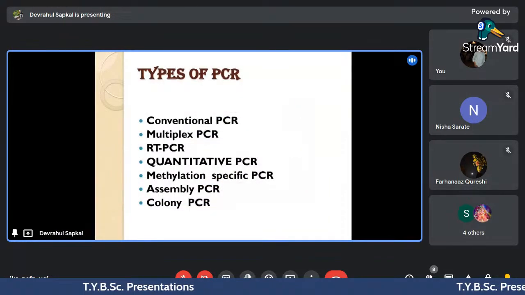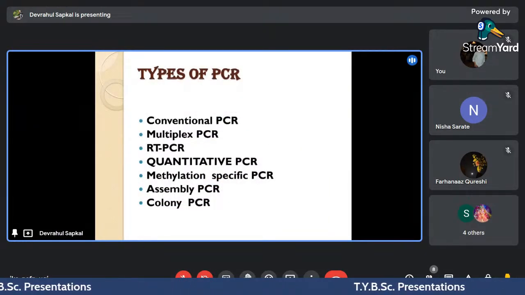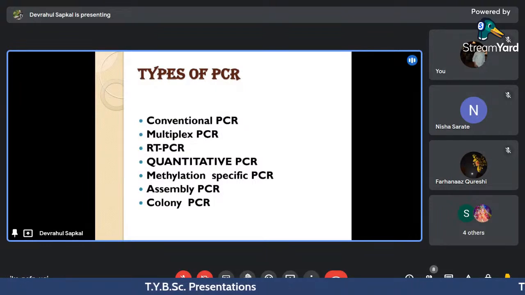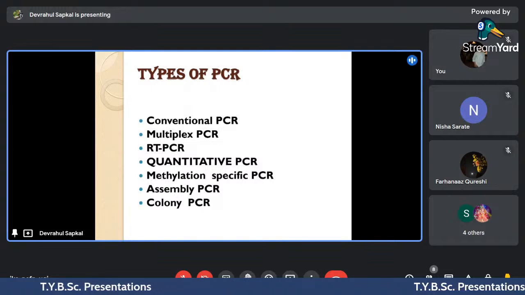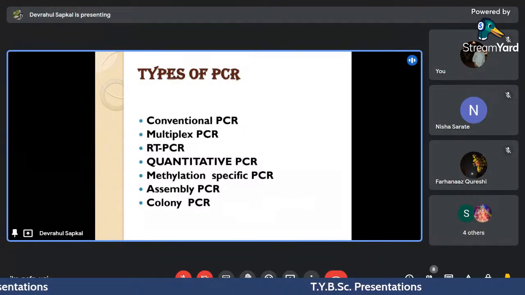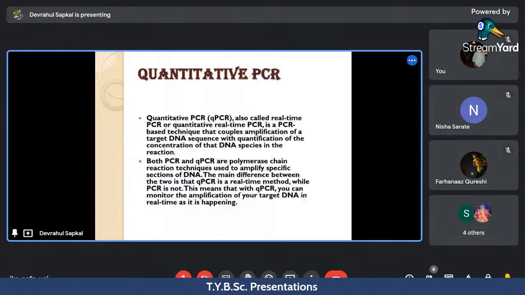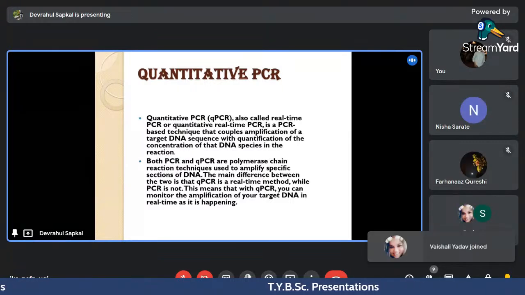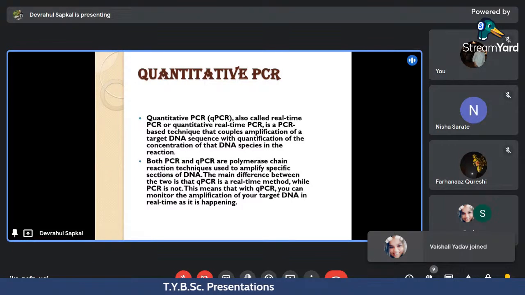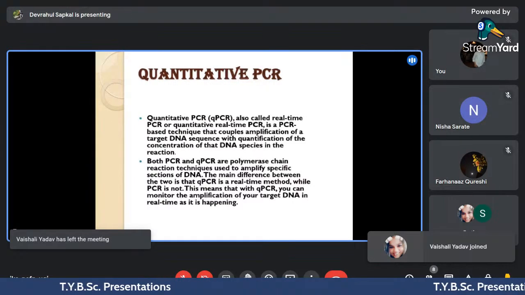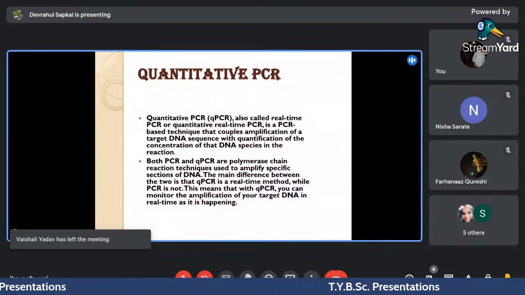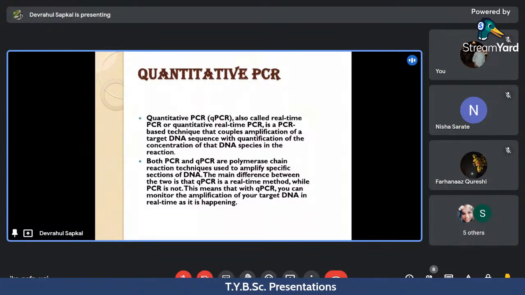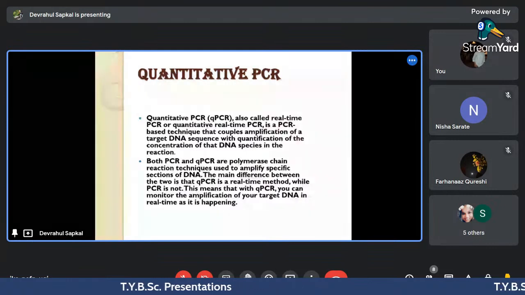There are different types of PCR, like conventional PCR, multiplex PCR, RT-PCR, quantitative PCR, methylation specific PCR, assembly PCR, and colony PCR. My topic is quantitative PCR. Quantitative PCR or qPCR, also known as real-time PCR or quantitative real-time PCR, is a PCR-based technique that couples amplification of DNA with the quantification of the concentration of that DNA species in the reaction.